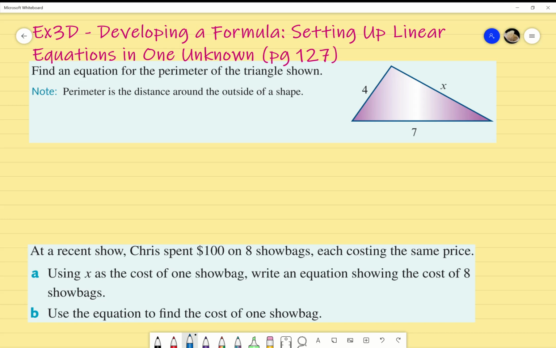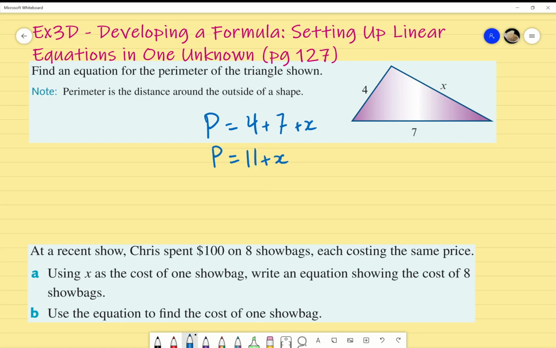shown. Pretty straightforward. All I need to do is say, well, I've got the perimeter. Perimeter, I know we just add the different sides. So, P equals 4 plus 7 plus x. I'm just adding the different sides together. Simplifying that gives me P equals 11 plus x.